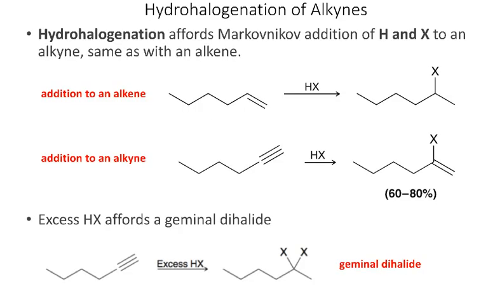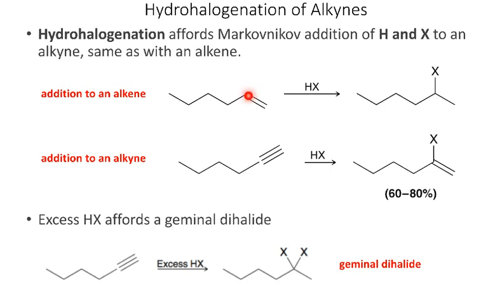Okay, in this video we're going to talk about hydrohalogenation of alkynes. And I think you're going to find this is very similar to the hydrohalogenation of alkenes. So if we add an HX, where X is a bromine or a chlorine or an iodine, we can get Markovnikov addition to an alkyne just like we do to an alkene, right?